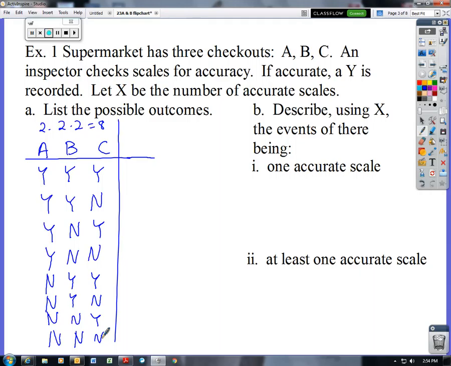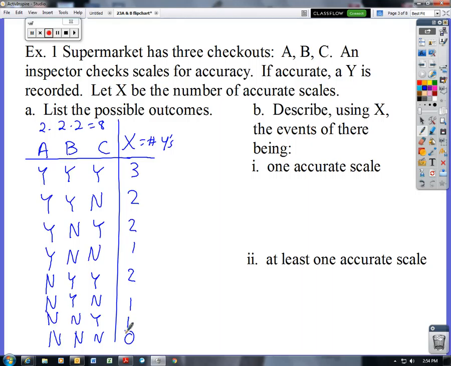And then over here, you're going to record the random number, which is X. It's the number of yeses, basically, the number of accurate ones. So there's 3, 2, 2, 1, 2, 1, 1, 0.